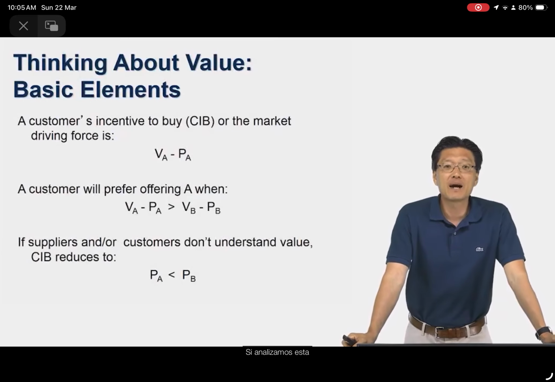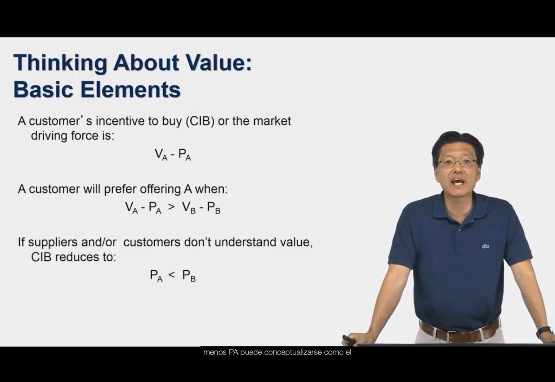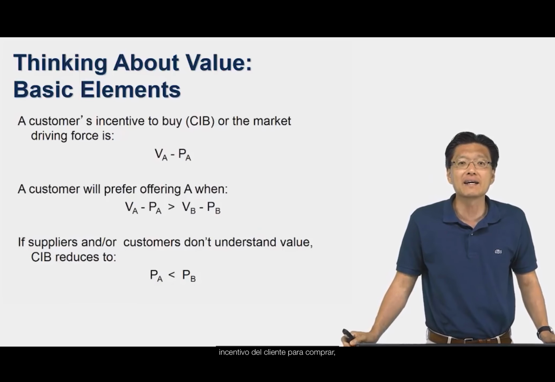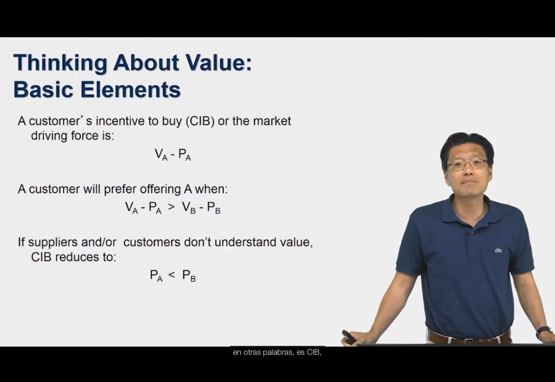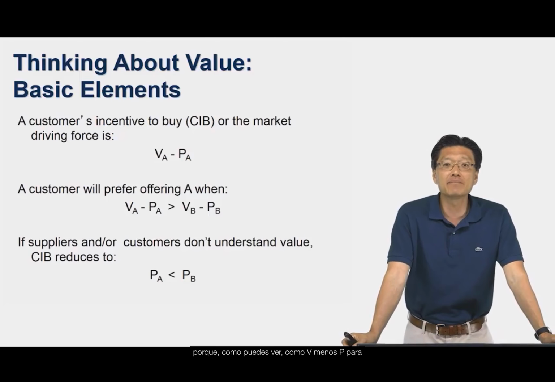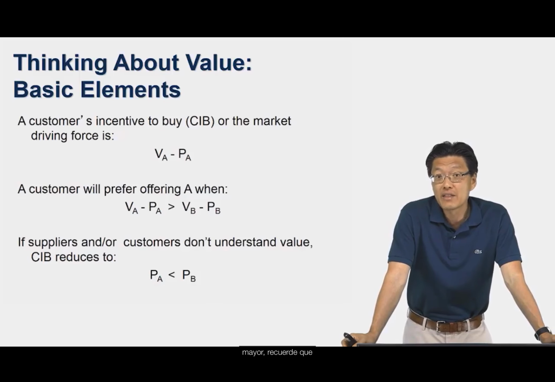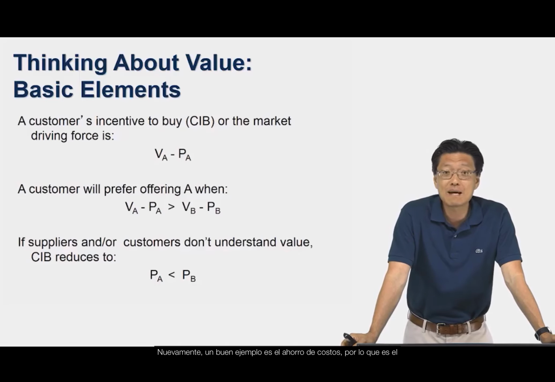And if we dissect this fundamental value equation here, this VA minus PA can be conceptualized as a customer's incentive to buy. In other words, it's CIB, the customer's motivation to buy. As you can see, as V minus P for brand A becomes larger, remember that this V is expressed in monetary terms.